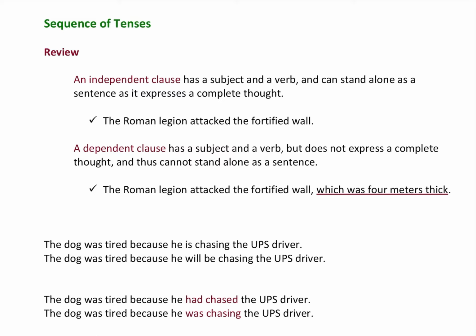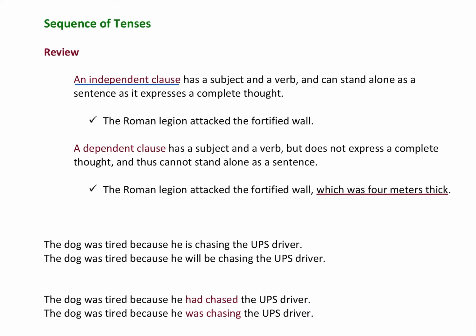Now, you've learned an independent clause has a subject and a verb and can stand alone as a sentence because it expresses a complete thought. The Roman legion attacked the fortified wall. That's a complete sentence. It has a subject, Roman legion, and a verb, attacked, and it makes sense. It doesn't feel like it's missing anything to you.